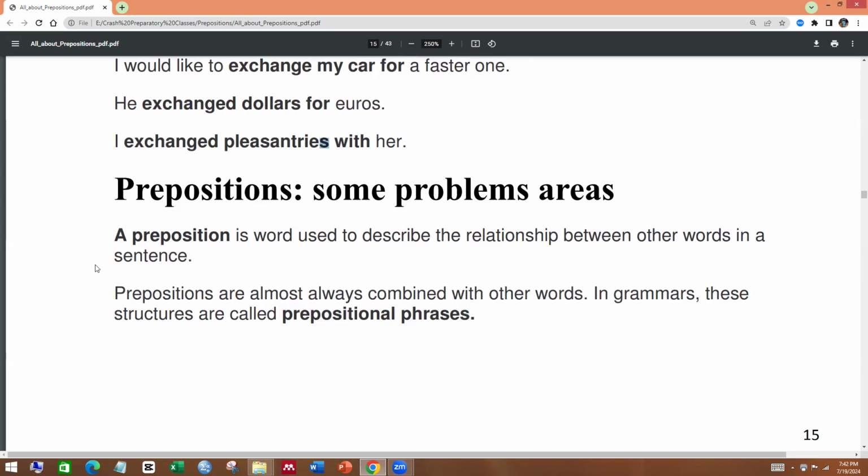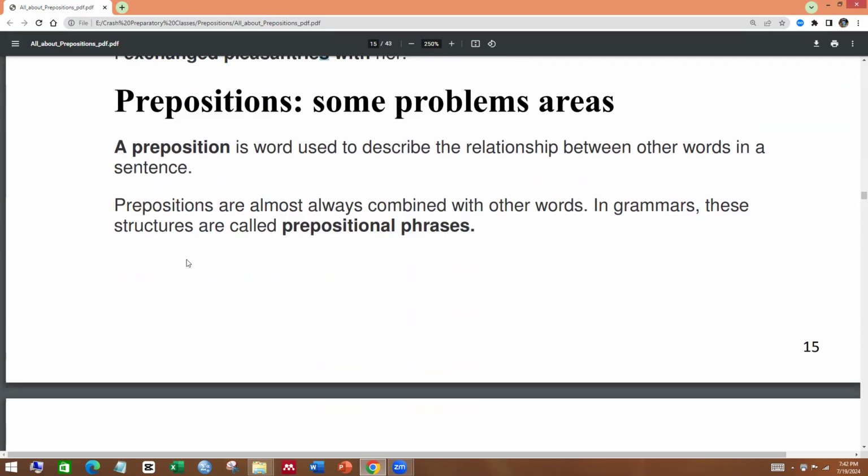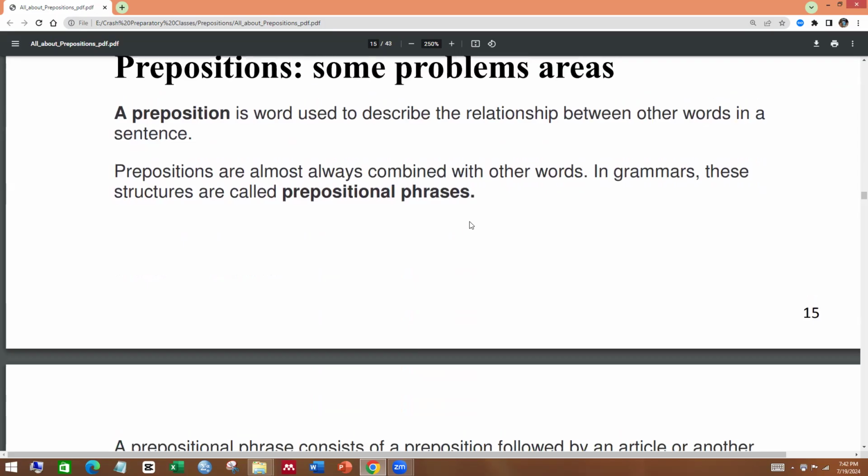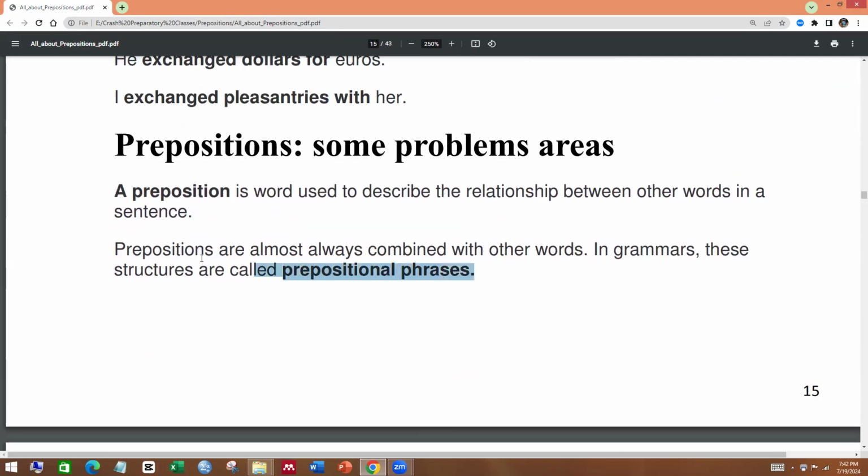Prepositions, some problem areas. A preposition is a word used to describe the relationship between the other words in a sentence. Prepositions are almost always combined with other words in grammar. These structures are called prepositional phrases. Prepositional phrases वैसे ये part है for language students. So it is not commonly used for the non-language students, उनके लिए grammar में ये prepositional phrase, noun phrase, ये सारी चीजें use नहीं होती हैं.